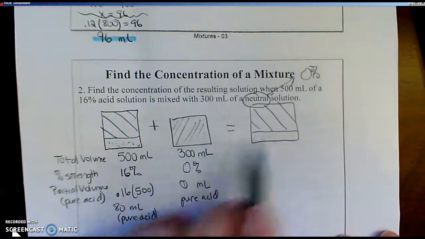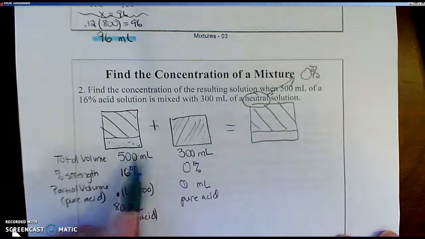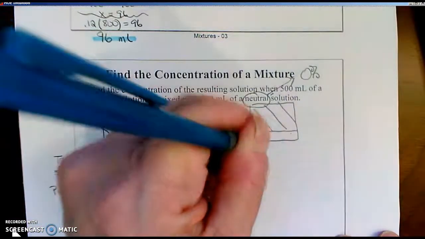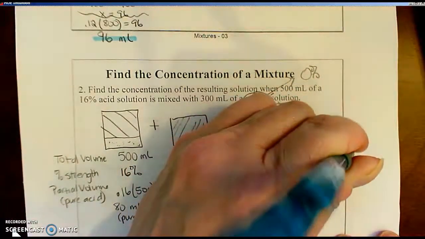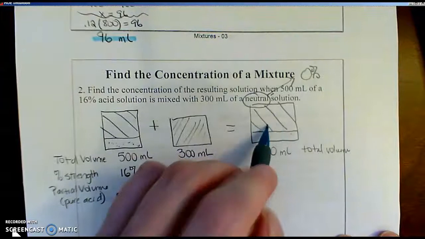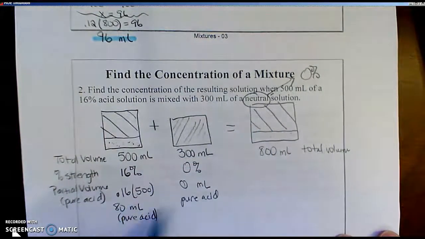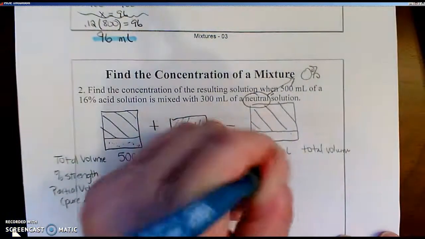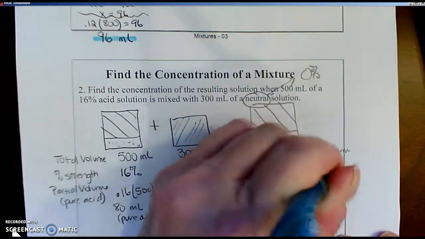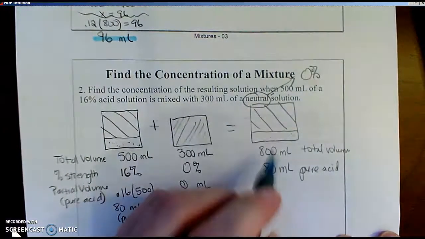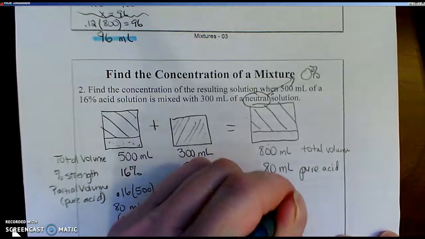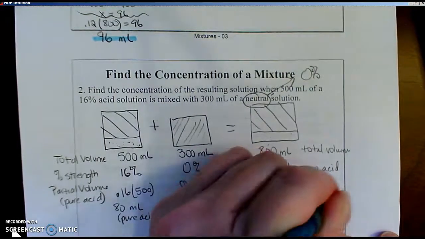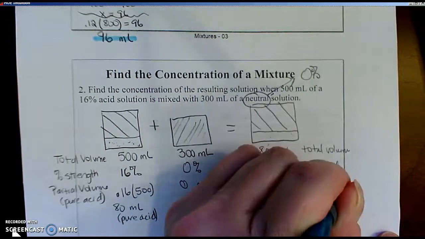So what's going on here is the total volume of the mixture. Well, 500 plus 300 is 800 milliliters total volume. And if we were making this identical solution from scratch, we would need the total amount of pure acid from the two solutions. So 80 plus 0 is 80 milliliters of pure acid. So the concentration is going to be 80 divided by 800, multiplied by 100% to turn it into a percent, which gives us a 10% solution.